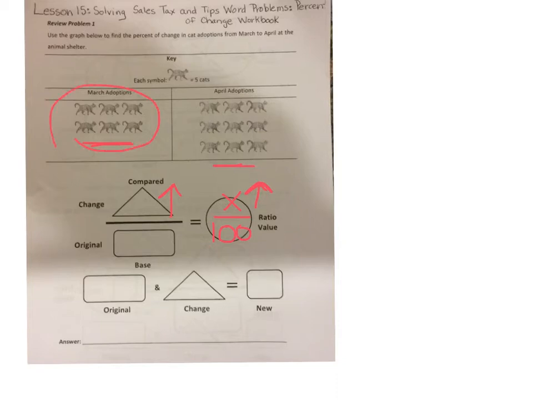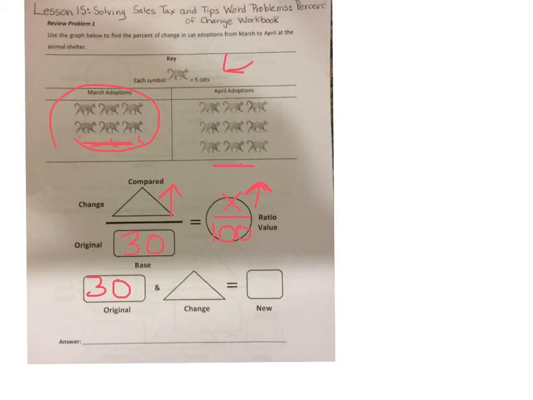And immediately you might notice that there's 6 cats there. But we've got to be careful with that because you've got to look at your key on a pictograph, and it says each cat is worth 5. So if there's 6 cats and each one's worth 5, 6 times 5 is 30. So the original amount of cats is 30, and the bottom number here is 30.